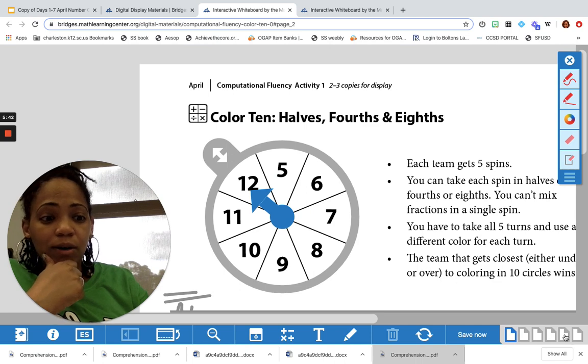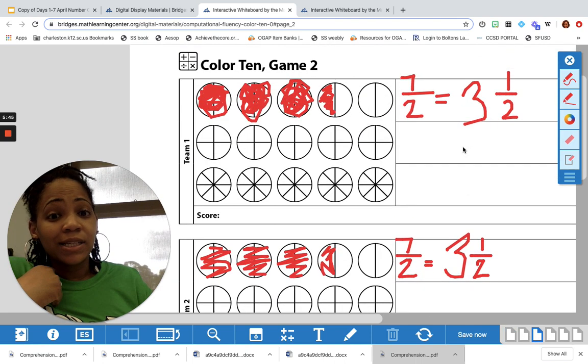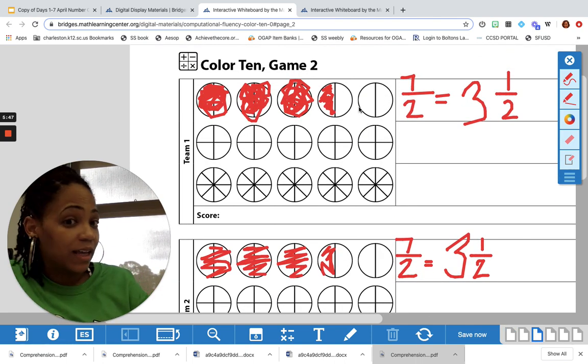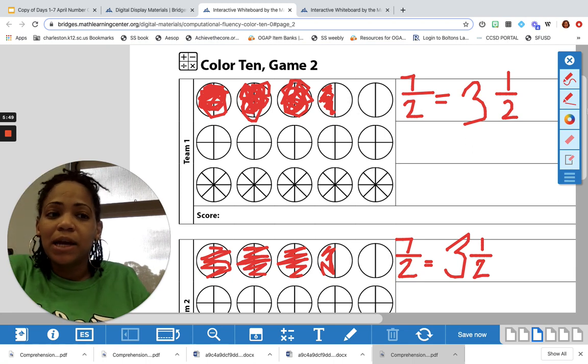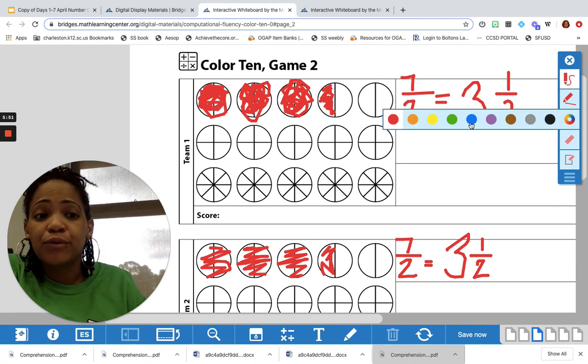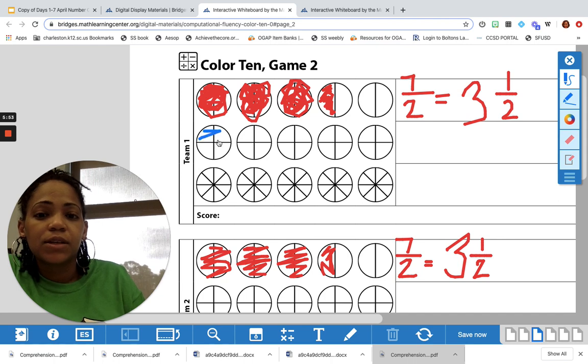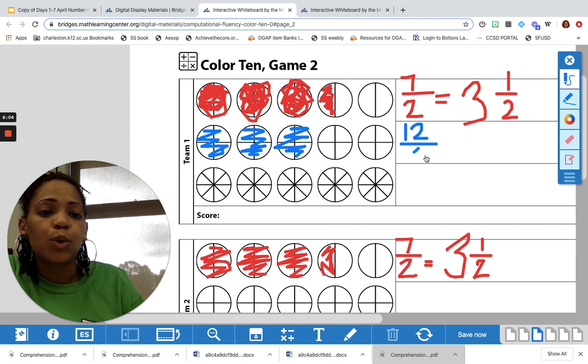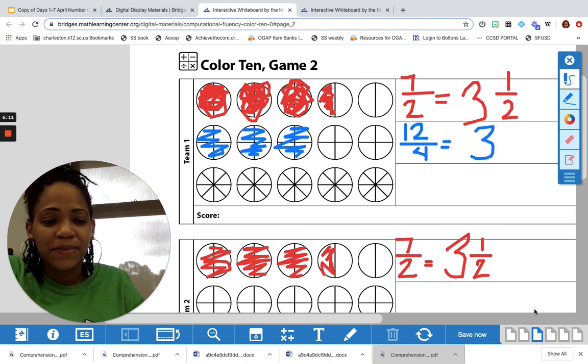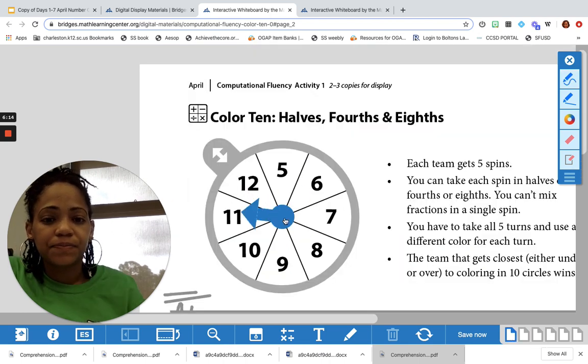Ooh, I got 12. I can't color in 12 halves because I only have 3 halves left. So maybe I'll choose to do 12 fourths. So that means here's 4 fourths, and we have another 4 fourths, so 8, 9, 10, 11, 12. So I have colored in 12 fourths, which is the same thing as saying 3 wholes. You with me? All right, let's go to your spin.